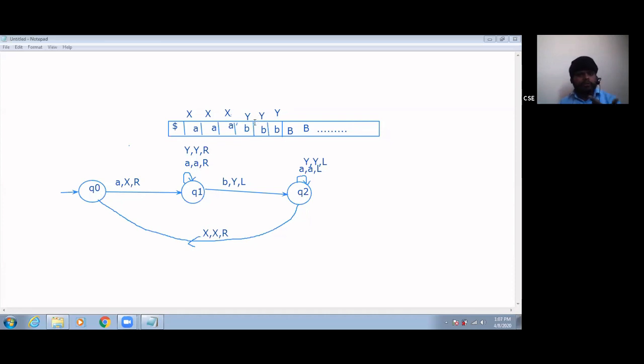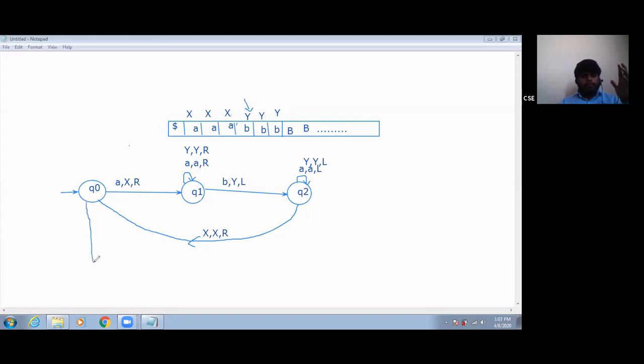No, Q0 on Y is not defined. Because after reading all the A's, what do I need to do? I need to send it to the final state. But I cannot simply send it, right? See here, on Y, I am moving left-hand side. I encounter X. On X, I am moving right-hand side. My input pointer now is at this point, and at this state, Q0. Is there any transition? No, we don't have any transition. So I need to define the transition now.